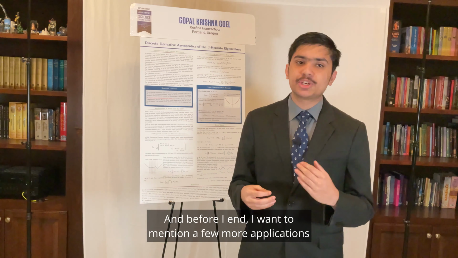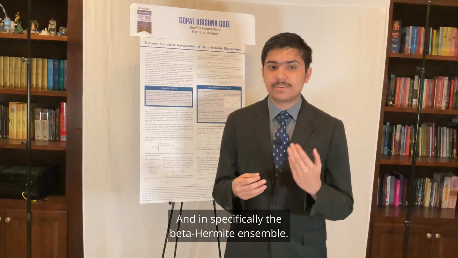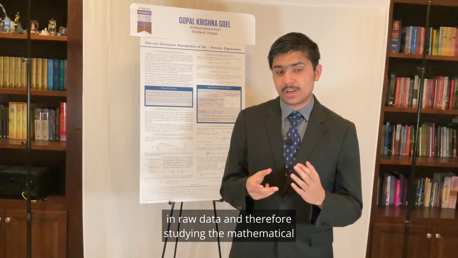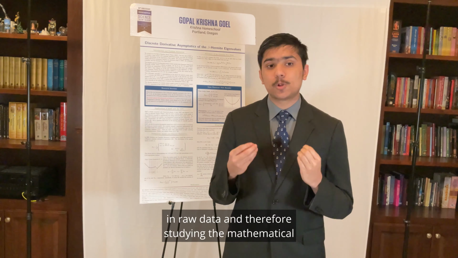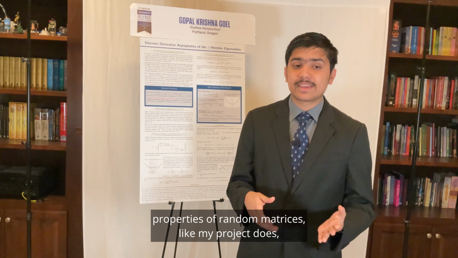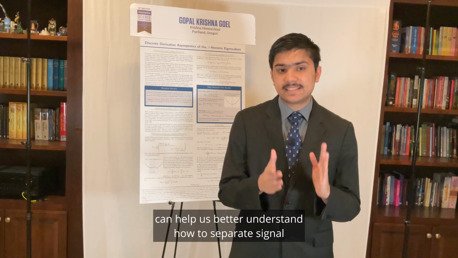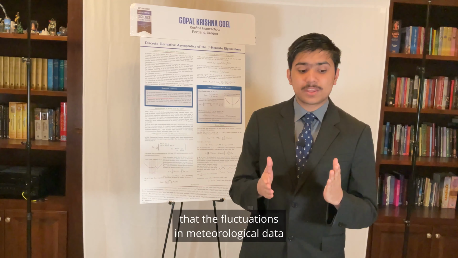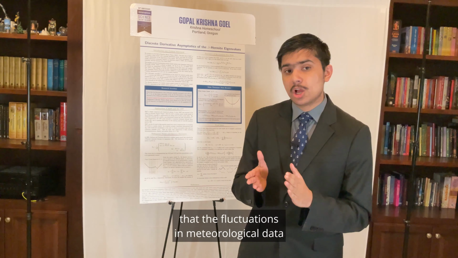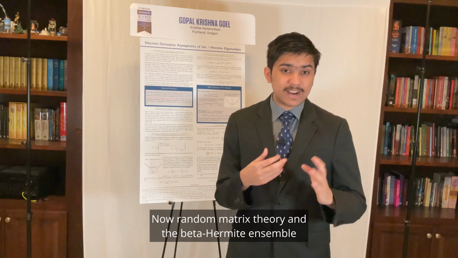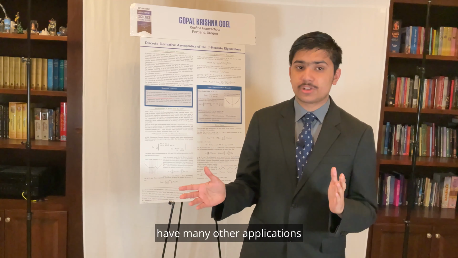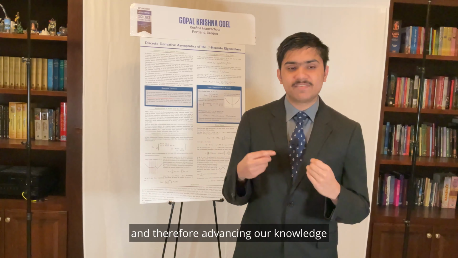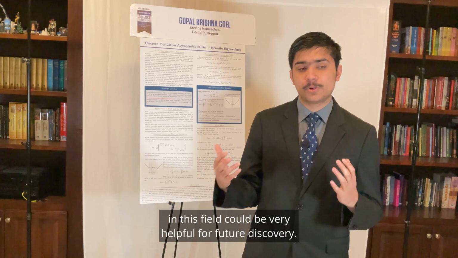And before I end, I want to mention a few more applications of random matrix theory, and specifically the beta-Hermite ensemble. It turns out that random matrices can model the noise in raw data, and therefore studying the mathematical properties of random matrices, like my project does, can help us better understand how to separate signal from noise in data from natural phenomena. Concretely, researchers previously showed that the fluctuations in meteorological data could be modeled with the beta-Hermite ensemble. Now, random matrix theory and the beta-Hermite ensemble have many other applications to fields including telecommunications, finance, number theory, and many more. And therefore, advancing our knowledge in this field could be very helpful for future discovery.